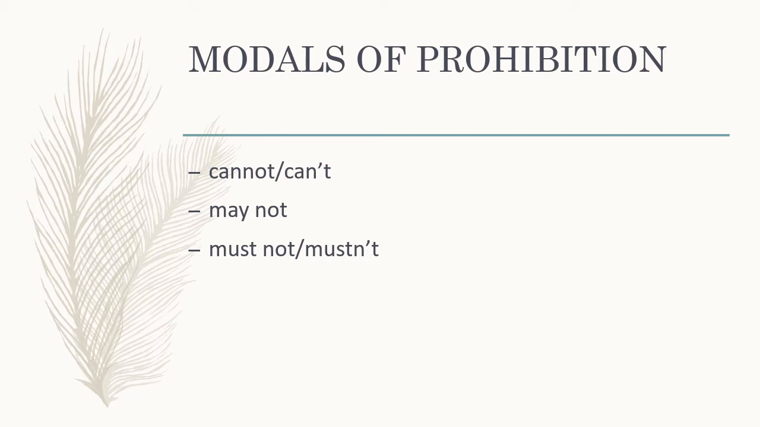So all in all, we have three modals of prohibition, and they are cannot, the contracted form of which is can't. The second one is may not. It doesn't have a shortened or contracted version. And the last one is must not, which has the contracted form mustn't. So once again, the three modals of prohibition are cannot or can't, may not, and must not or mustn't.